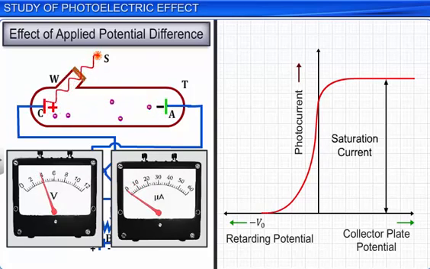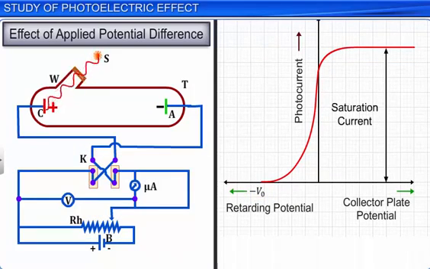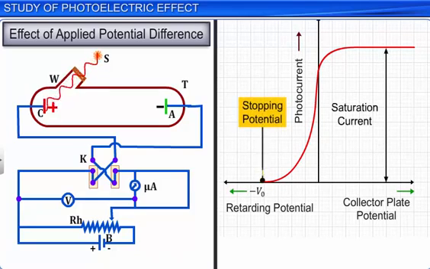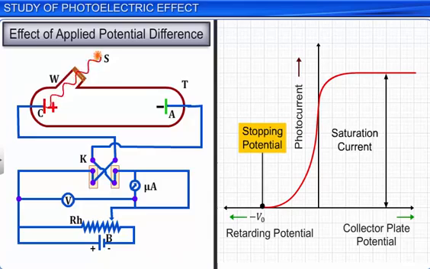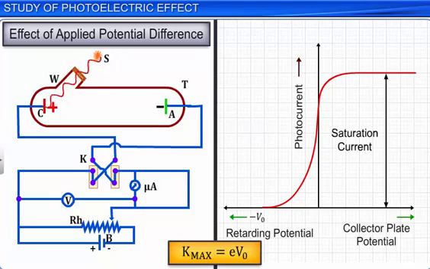As you continue to increase the retarding potential at a particular voltage minus V0 applied to the anode, you will notice that the photoelectric current becomes zero. The minimum negative potential V0 applied to the anode for which the photoelectric current becomes zero is called the stopping potential or cut-off potential. The photoelectric current becomes zero when the retarding potential is strong enough to repel the photoelectrons with the maximum kinetic energy. The maximum kinetic energy of the photoelectrons is equal to eV0.